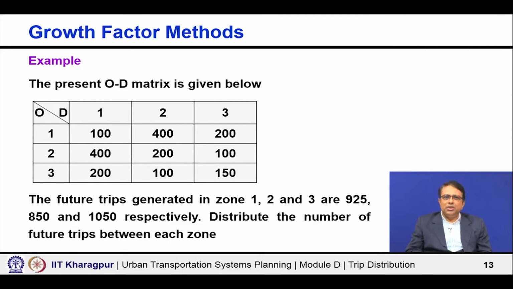Now, the future trips generated from zones 1 to 3 are known to be 925, 850 and 1050, and we want to distribute the trips and get the cells. These 9 values we want to get in the future, which will give us a better match of the row totals and the column totals with respect to zones 1, 2, 3. That is our target using the average growth factor method.